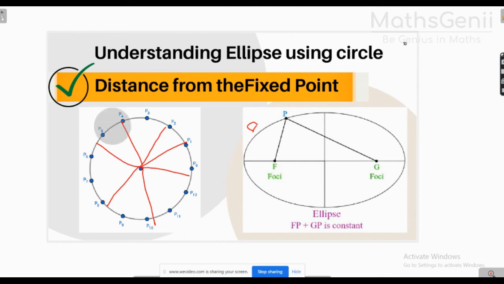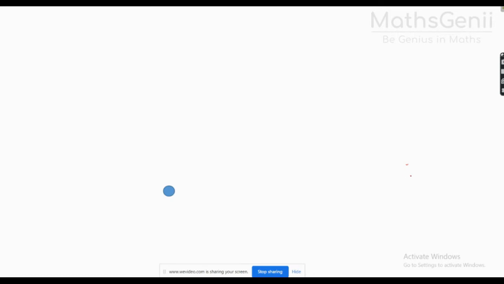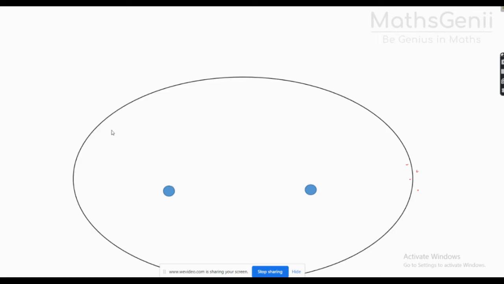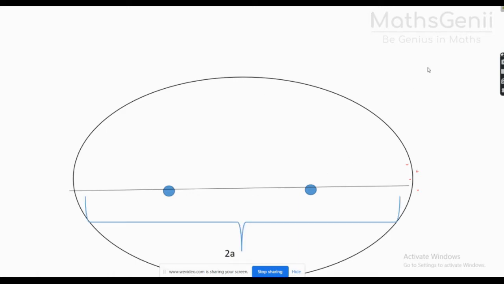Now I'll just show you with the help of animation. What did I tell you? There is one foci, there is another foci, and then there is a constant distance. So this is an ellipse, and this distance is also 2a. What is this distance? This is a bigger line. The bigger line is called the major axis, and this distance is nothing but 2a.